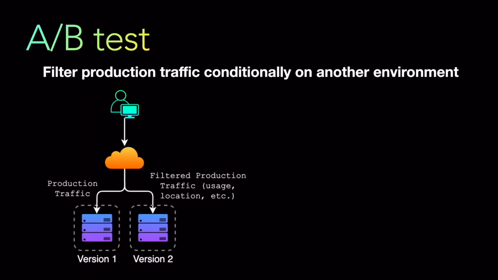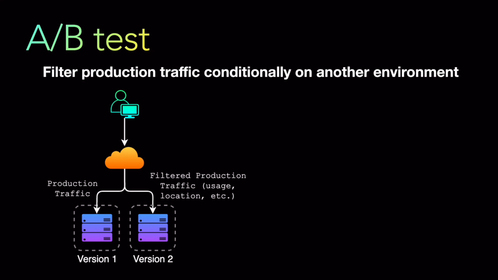But here you are filtering the traffic based on certain criteria, right? So which is the real time production traffic. It's not that you are actually playing it on a shadow environment. It is the real production traffic, and you are filtering based on certain criteria. So let's see how that looks like. When the request comes, you have both the versions up and running.